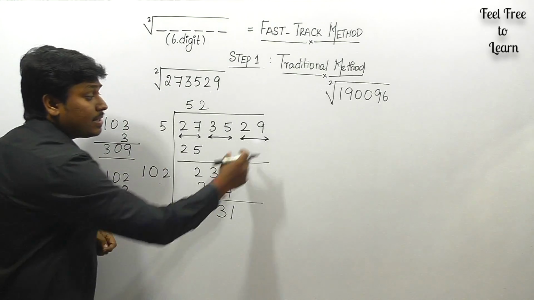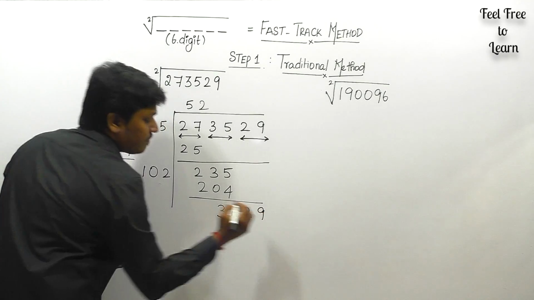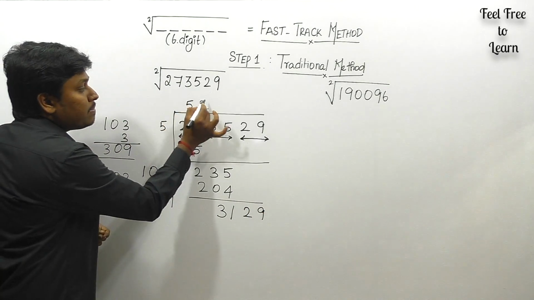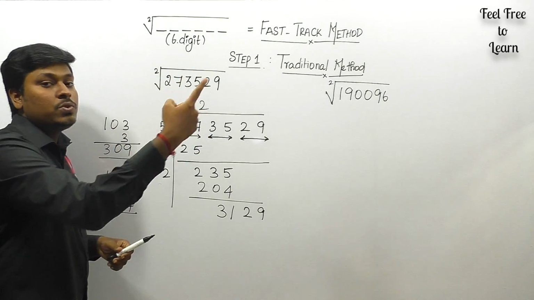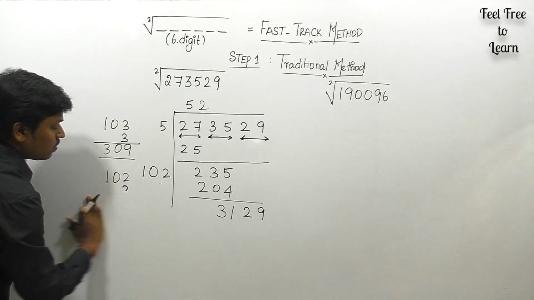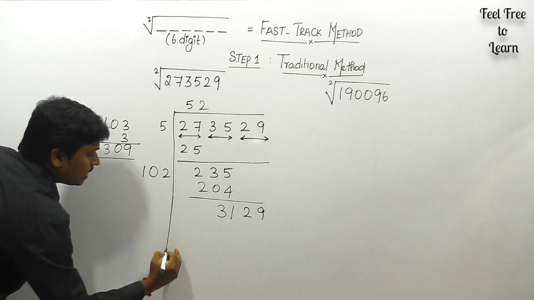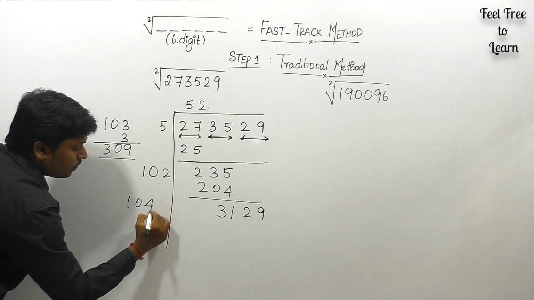Step number 3, bring down the last 2 digits, which is 29. So friends, now you need to multiply both the numbers by 2. If you multiply both the numbers by 2, 52 into 2 will be 104. Got it, friends? So it becomes 104.